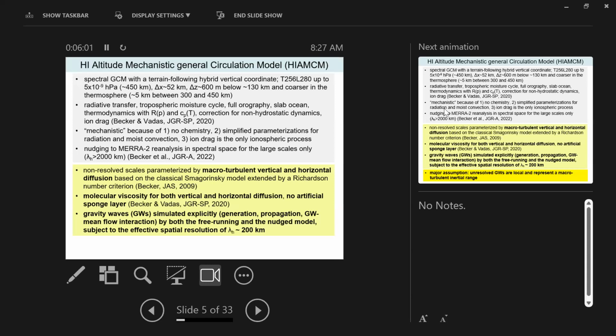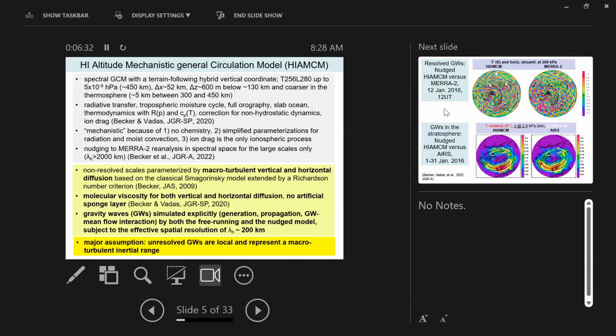So this scheme that we apply consistently also includes molecular viscosity, and thereby the gravity waves are self-consistently dissipated in the upper thermosphere by molecular viscosity, and no artificial sponge layer is required. And we can also simulate the gravity waves, as I said, for observed events by using the nudging method. And the effective horizontal resolution is estimated to be about 200 kilometer wavelength horizontally.